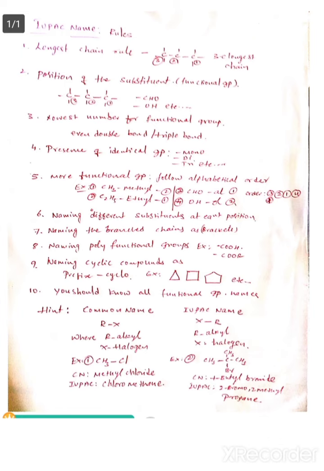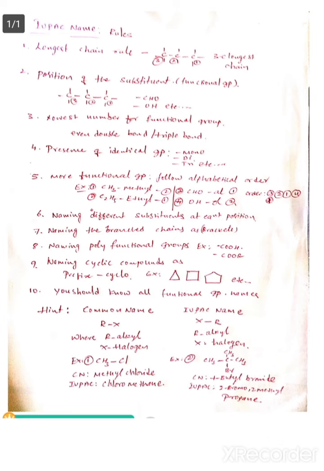So you can see the numbers, carbon 1, 2, 3. If the functional group is attached to any of the carbons 1, 2, 3, you have to name it by that particular functional group name. For example, CHO is -al, OH is -ol. Like this you can name the functional group.